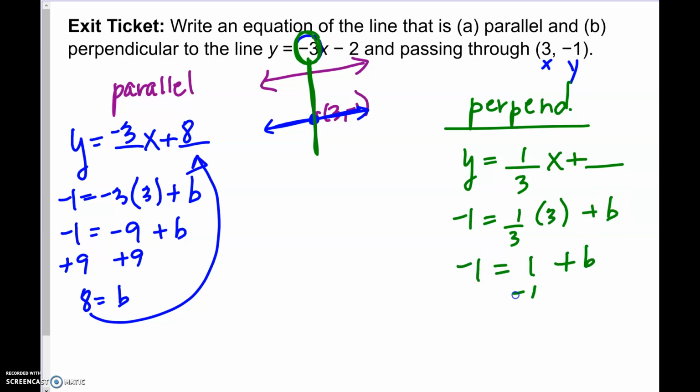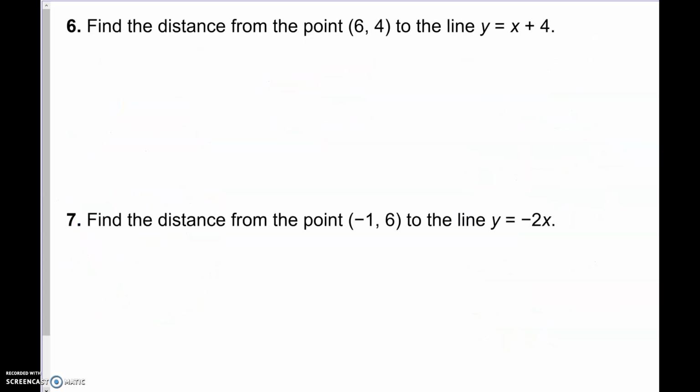So here I'm going to subtract 1 from both sides, and it looks like my y-intercept this time is going to be a -2. So the perpendicular line would be y equals 1/3 x plus a -2, or just minus 2. It doesn't matter whichever way you write that. All right, last sample problem for today.